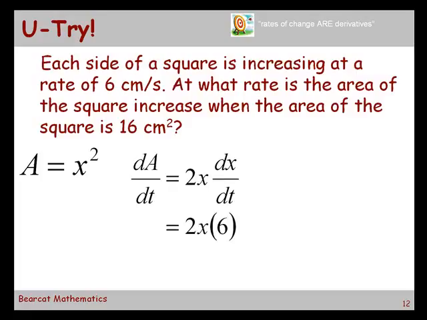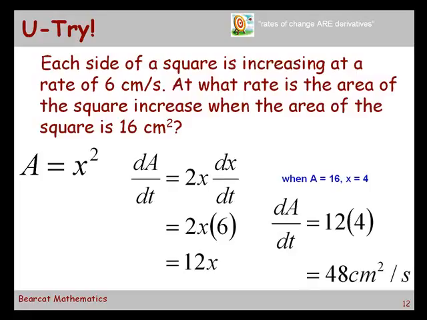So when A equals 16, the side is 4. That's what we're trying to find.